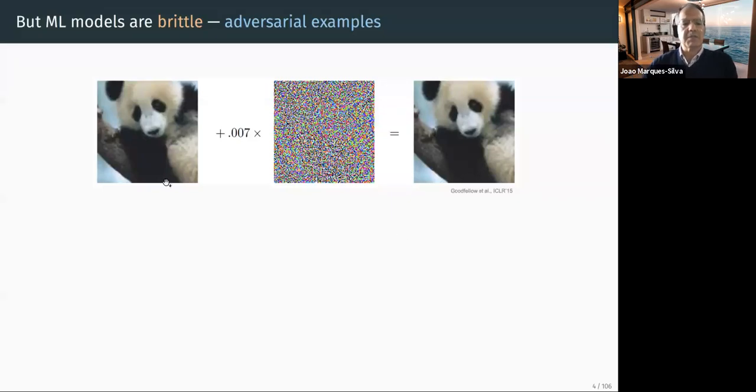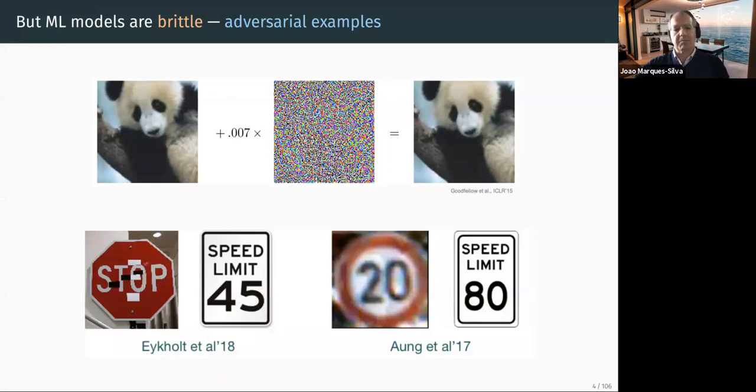This is a panda, and a machine learning system would classify it as a panda. You add some noise to this image, and the machine learning system will then classify the same image, which for us is the same, as a gibbon. Since then, many examples have been created. This is an example from 2 years ago, a stop sign with some patches, which the machine learning system would understand as speed limit 45. A blurred image of 20 miles per hour, which the same machine learning system would classify as a speed limit 80 miles per hour. And what people eventually conclude is that you can pretty much do what you want with some of these machine learning systems.